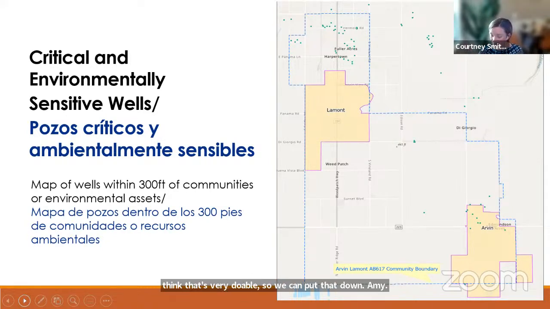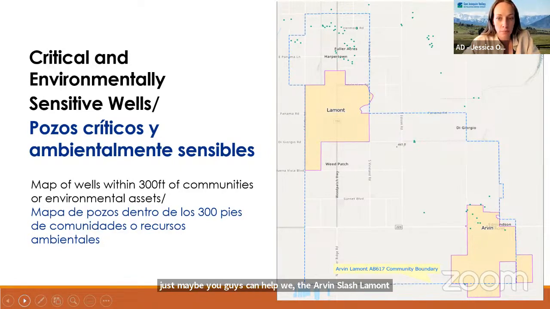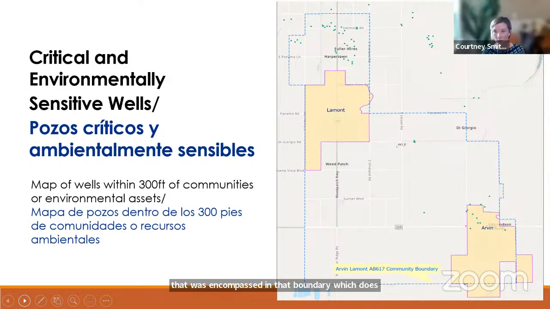Okay. Can I just jump in really quickly, Courtney? Because in terms of Fuller Acres, the Arvin/Lamont map included the AB 617 boundary, the entire boundary, not just Arvin and Lamont. So it did include anything that was encompassed in that boundary, which does include Fuller Acres. Is that what you were looking for, Mariela? Or are you looking for just a subset of Fuller Acres?